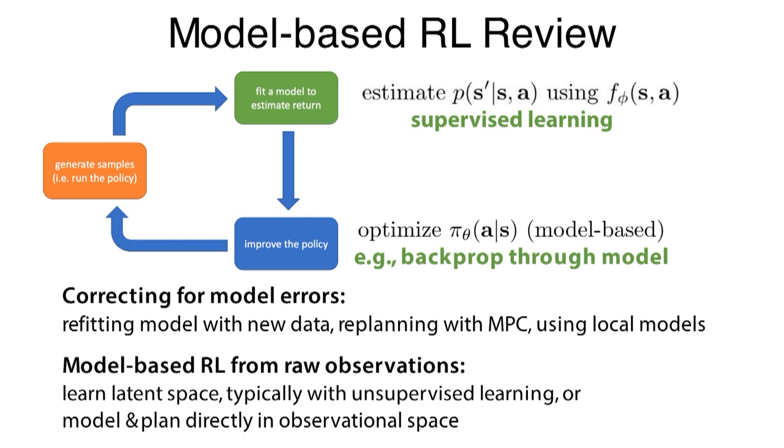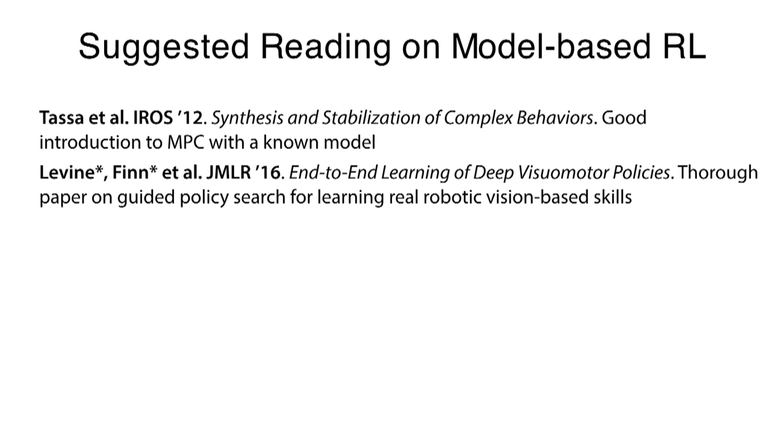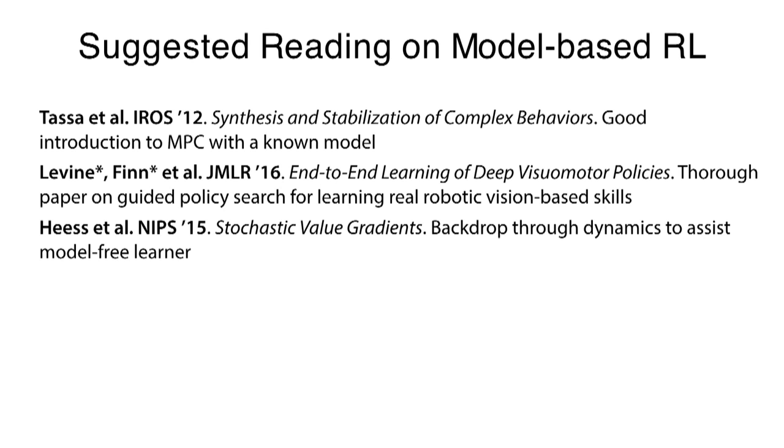I want to put up a few suggested readings on model-based reinforcement learning if you're interested in digging a bit deeper. The first is Tassa et al., which is a good introduction to using model predictive control with a known model. The second is this paper, which is a good, thorough paper on guided policy search and learning real robotic vision-based skills. The third is stochastic value gradients, which is a paper that backpropagates through the dynamics model to assist a model-free reinforcement learner.